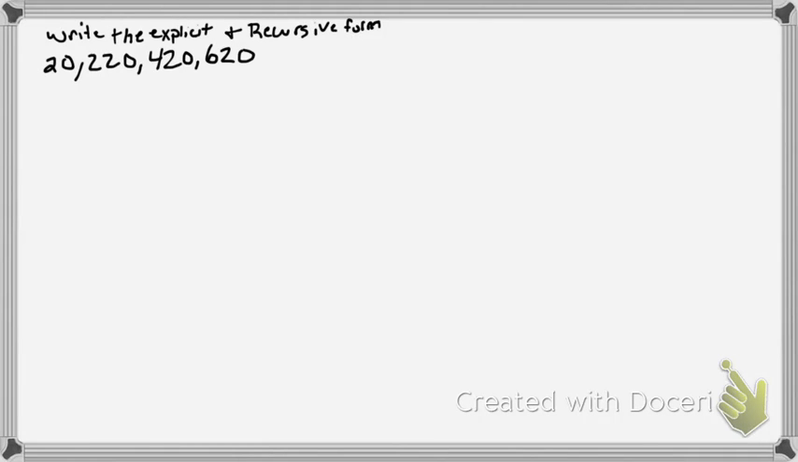Alright, to take care of this problem. First thing, read the problem: write the explicit and recursive form for each of these. So 20, 220, 420, 620.